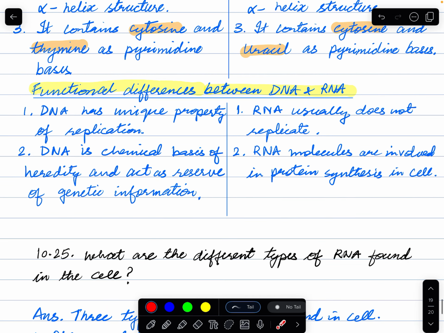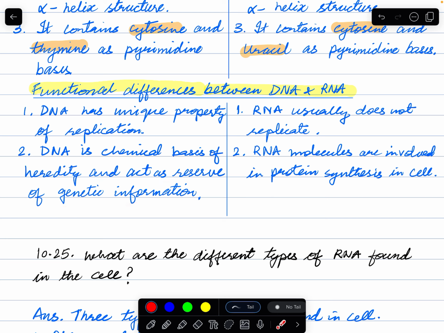Now we have functional differences also between the two, and the first one is that, as we have discussed already, DNA is capable of producing a carbon copy of itself. So DNA has a unique property of replication. Okay, while RNA itself does not replicate. DNA is the chemical basis of heredity. That is, genetic characters or inherent characters are transferred from one generation to another, and therefore it acts as a reservoir of genetic information.